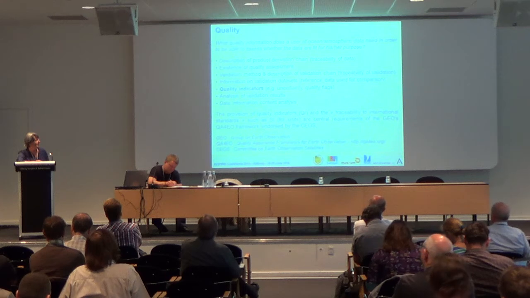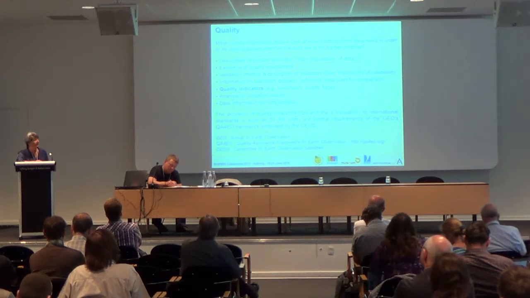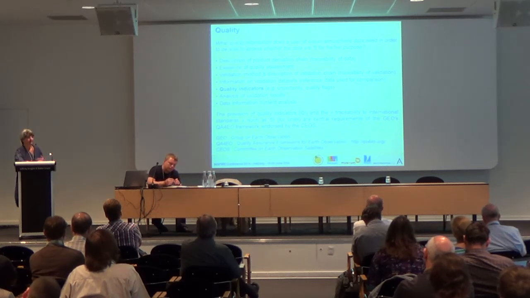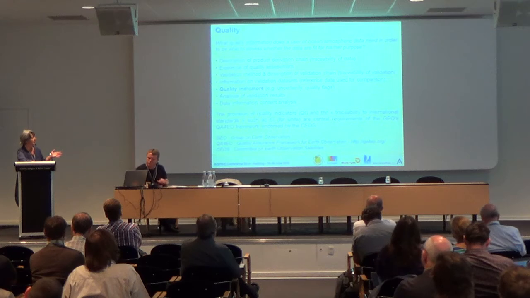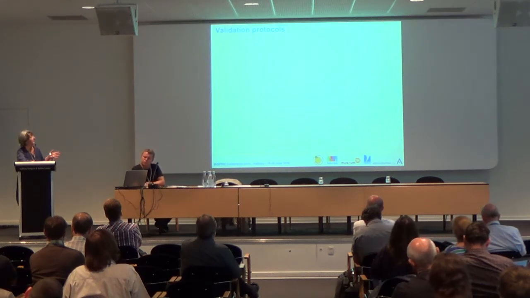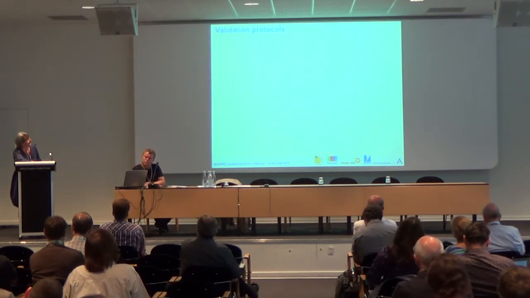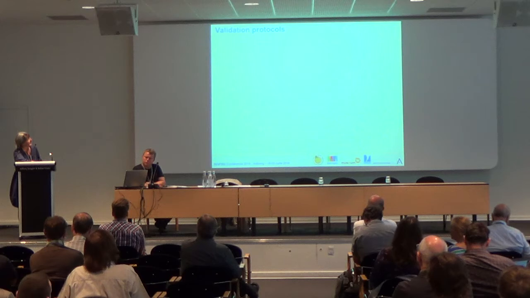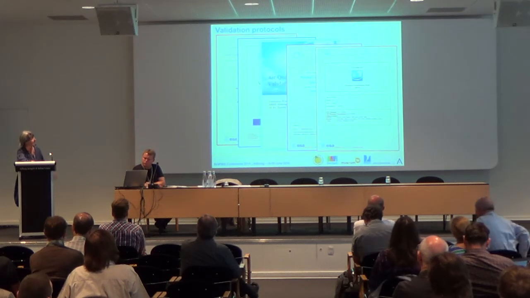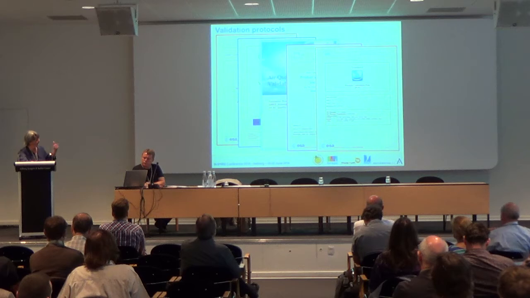The provision of quality indicators is a central requirement of the Quality Assurance Framework for Earth Observation, which has been set up by the Group on Earth Observation. And as such, we are supposed to follow their principles. One of the things we are going to do, as I said, is to develop a validation protocol. BIRA, my institute, has a certain expertise in doing that.